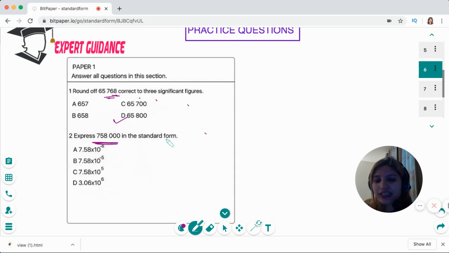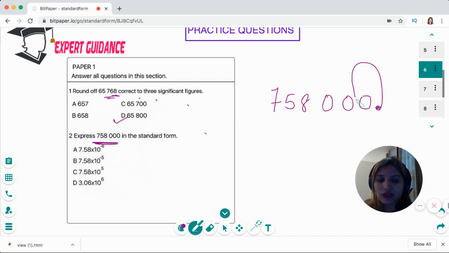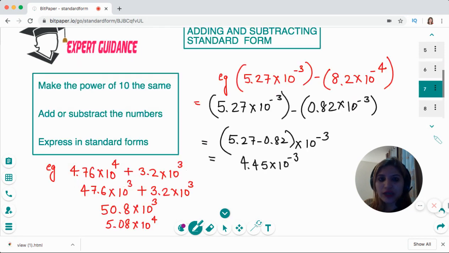Next is convert 75800 into standard form. So here we'll move the decimal to the left. How many places to the left? 1, 2, 3, 4, 5 places. So the answer would be 7.58 times 10 to the power 5. Okay, so I hope this is clear to you.